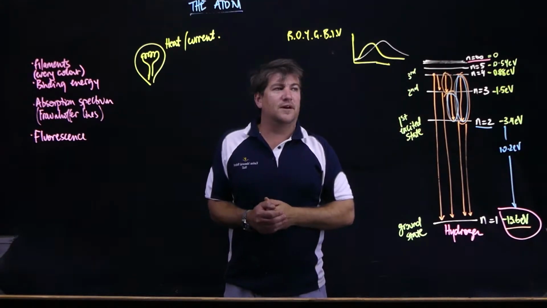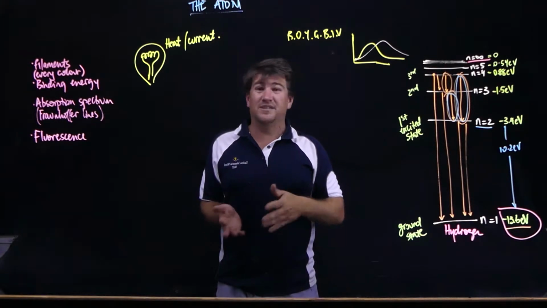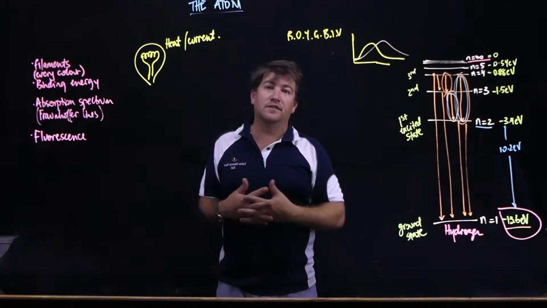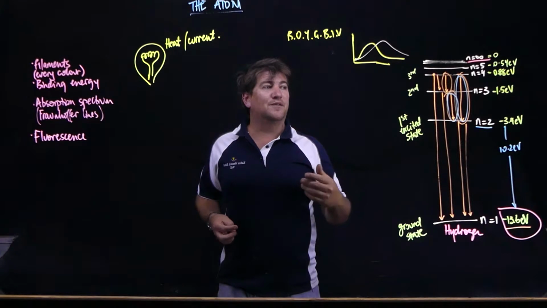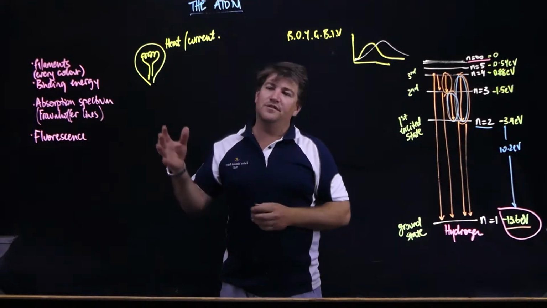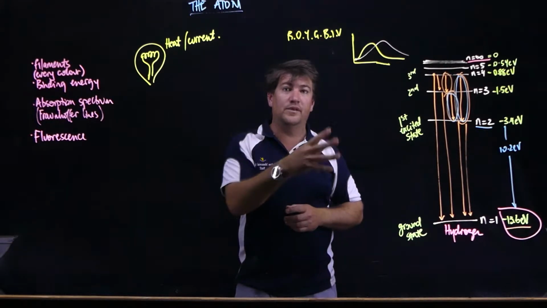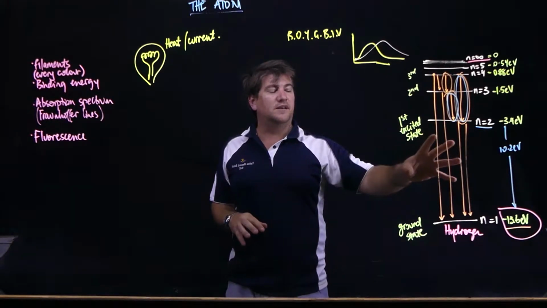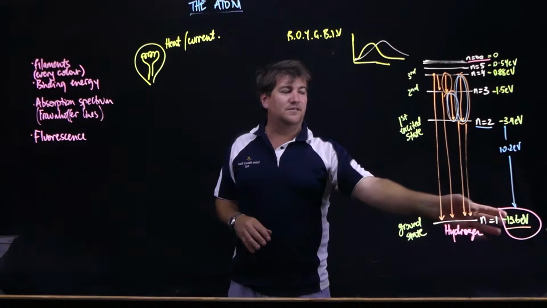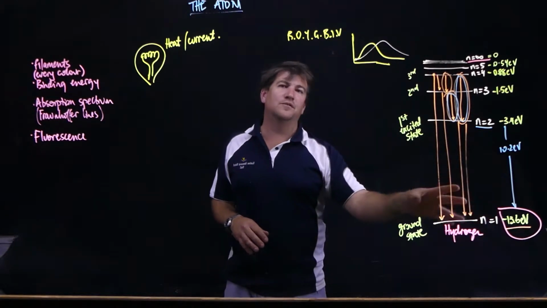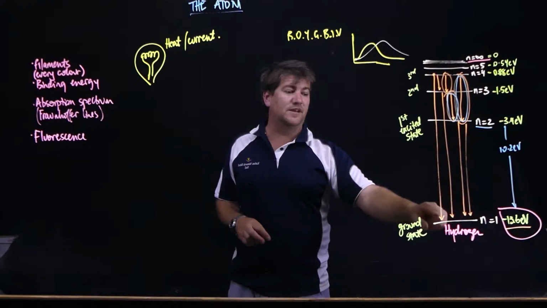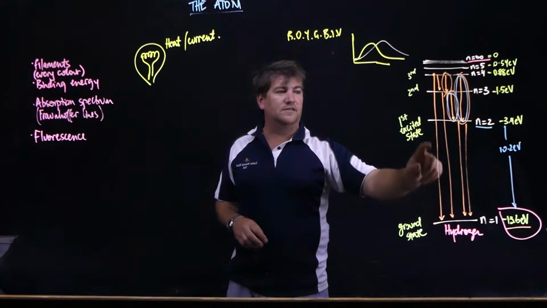Now if I was to get some hydrogen gas, or a sample of gas and I didn't know what it was, and I wanted to find out what it was, what I'd do is pass pure white light from one of these light globes through that, and what would happen is the electron inside this hydrogen would absorb the frequencies of light, the energies of light related to these gaps.